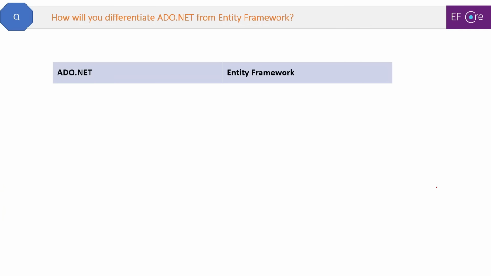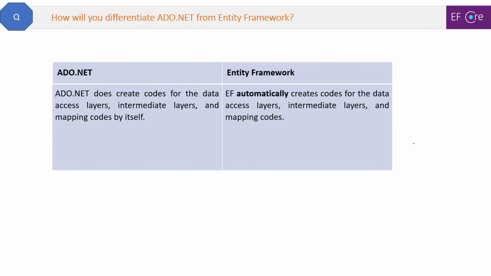Now the other difference is that with ADO.NET you have to create code for the data access layer, intermediate layer and mapping code yourself, whereas Entity Framework automatically creates code for the data access layer, intermediate layers and mapping code. So you have to write the code for data access layers, intermediate layers and a lot of other code in the case of ADO.NET, but not in the case of Entity Framework.